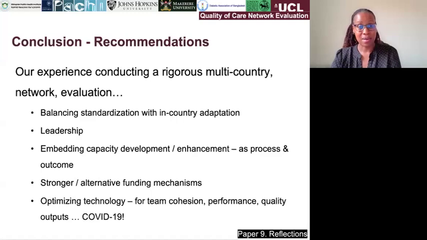We would say, balance standardization. There's a need to be standardized and of course have that rigor, but also balancing it with in-country adaptation is very important. Leverage the leadership, both at the center, especially if you are as uniquely composed as we were, from what you would have seen in a previous slide. So leverage that strong leadership at the center, but also be able to devolve that leadership as required.